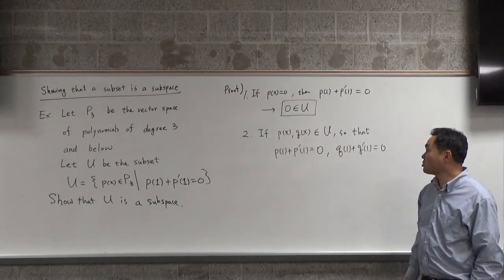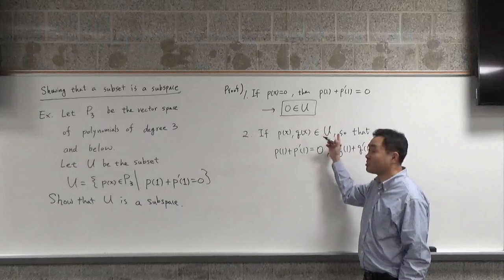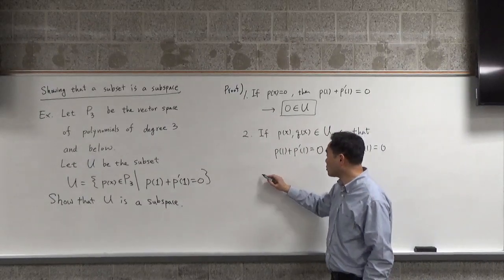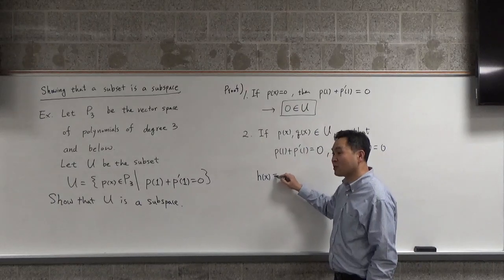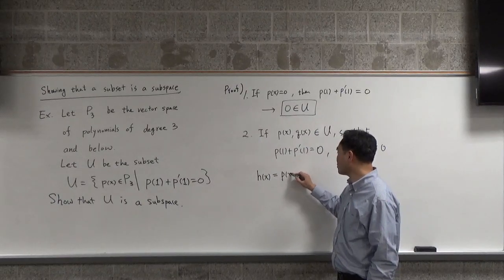And now I want to show that P of x plus Q of x is still in U. So what I'm going to do is define h of x as another function defined as P of x plus Q of x.